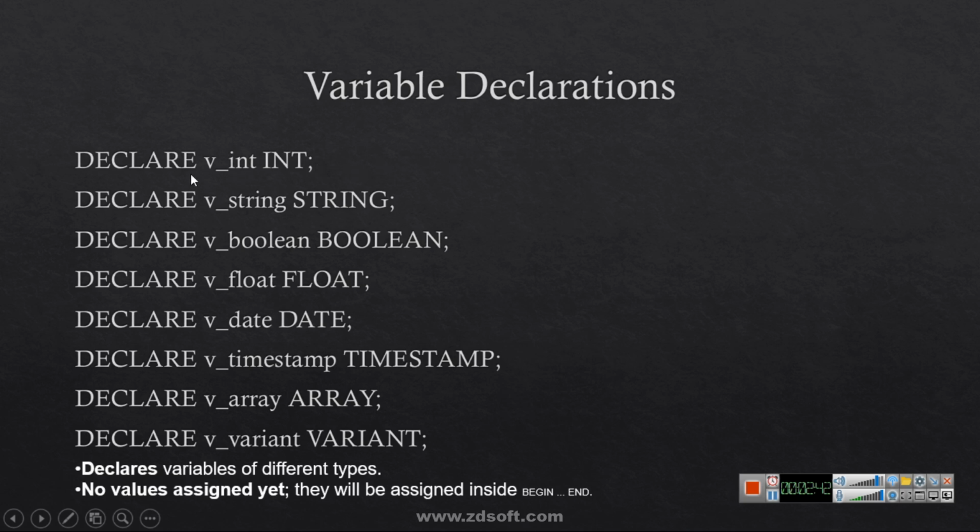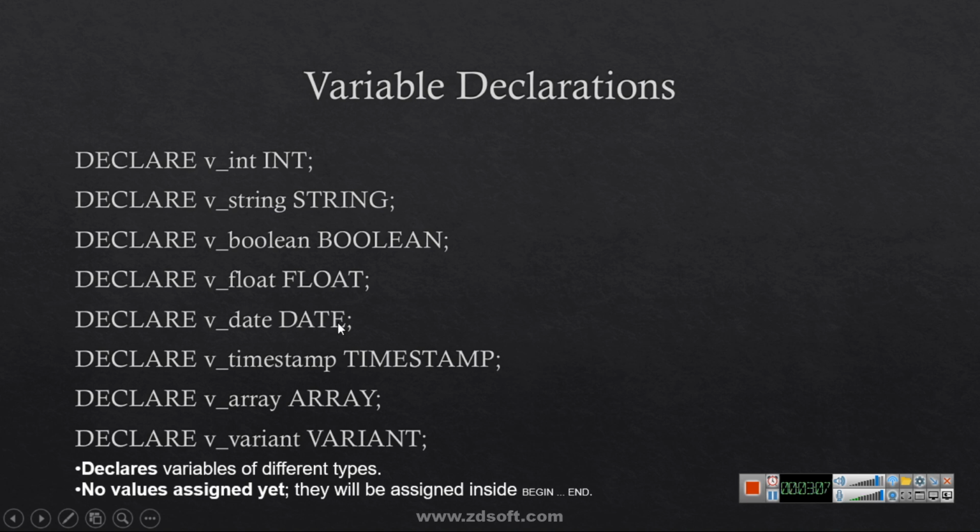So firstly, variable declaration. To declare a variable, we use DECLARE, then the variable name followed by the data type. Firstly the integer data type will be declared as DECLARE v_int INT. This name can be anything, followed by the data type. For the string, in a similar way, DECLARE v_string STRING. For a boolean it will be DECLARE v_boolean BOOLEAN. For float it will be DECLARE v_float FLOAT.